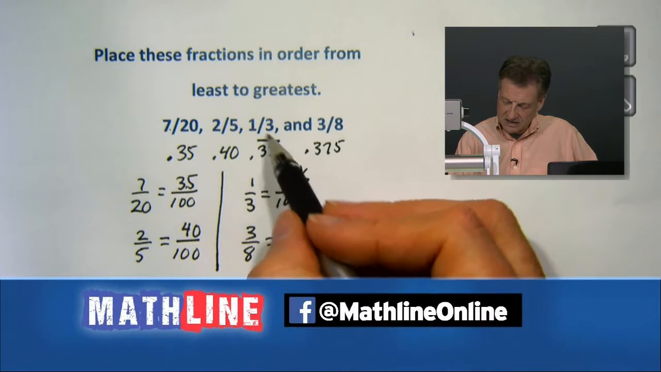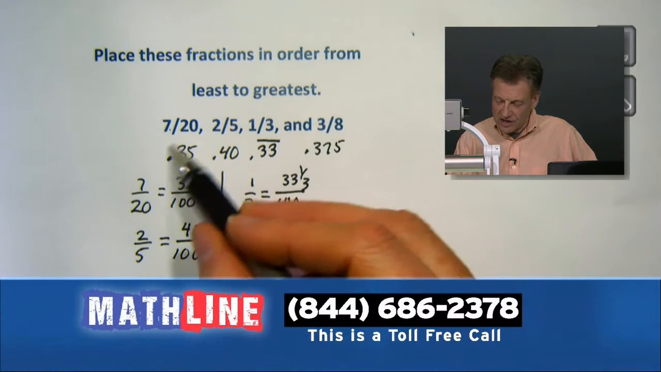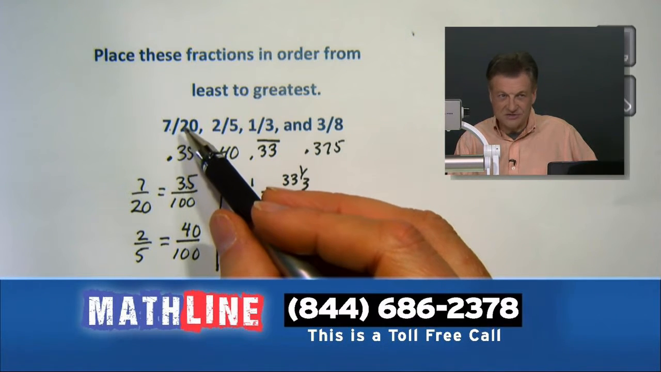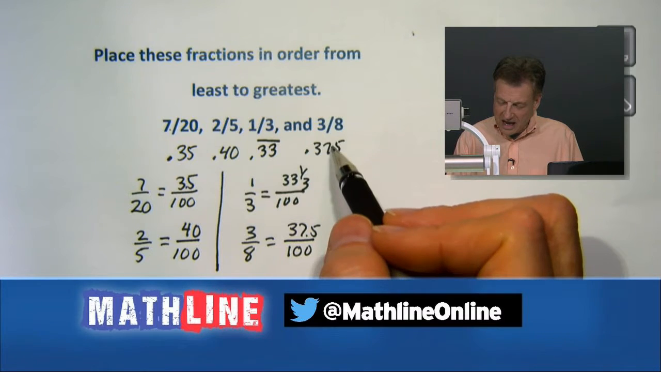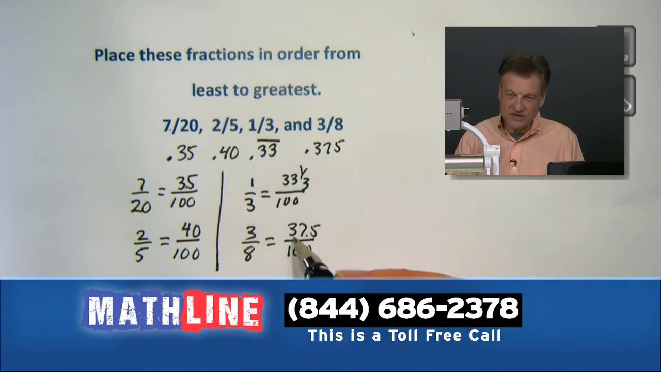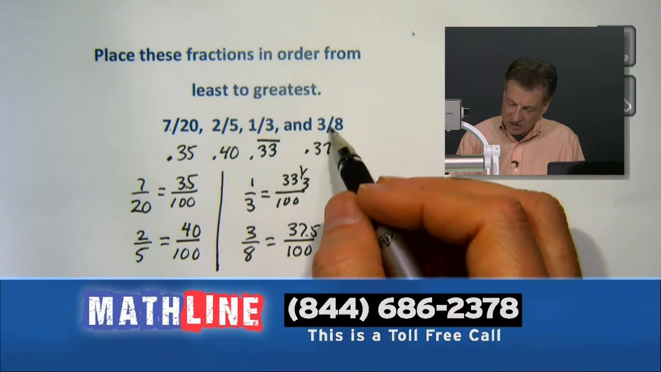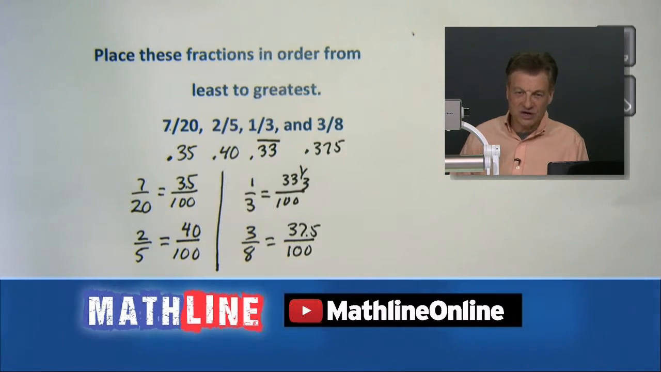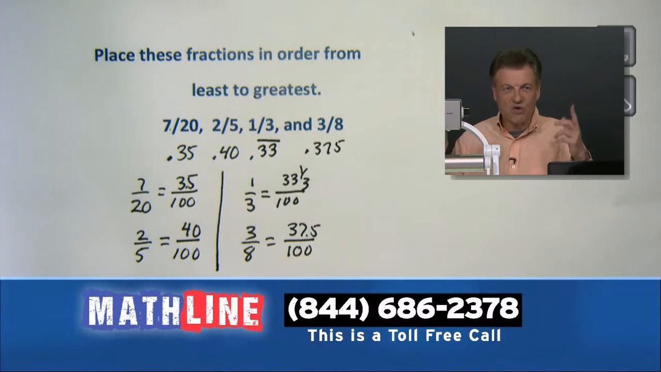So obviously, 1/3 is the least. Here we go. 7/20 comes in second place. It's moving on up, but still got a ways to go. How about this one? The 375 thousandths, which is like 37.5%. All right. And we continue on moving up to 40% or 4/10 is the case here, or 2/5. All right. So there's your ordering.